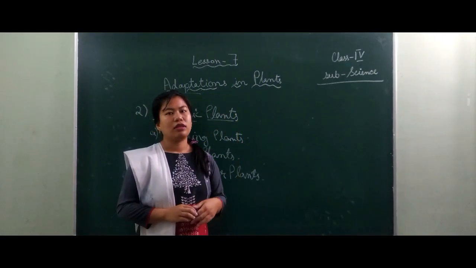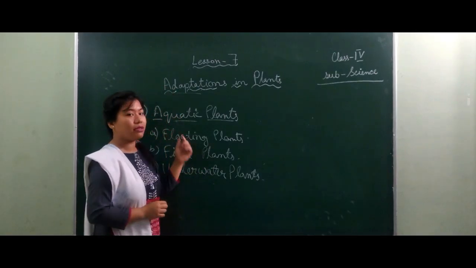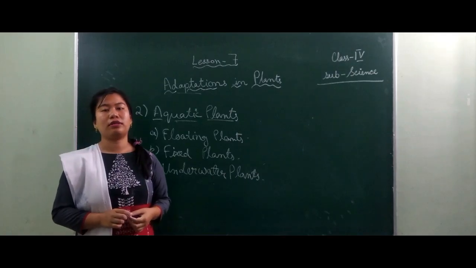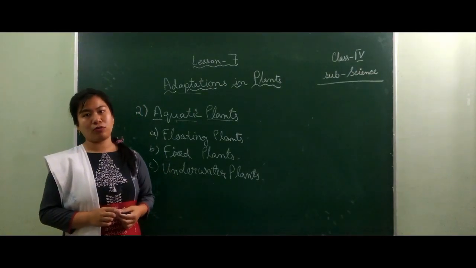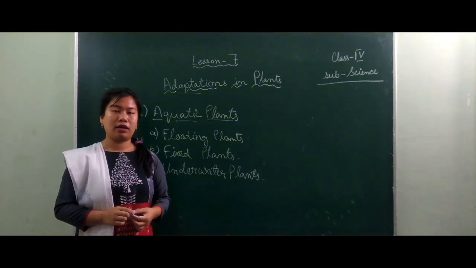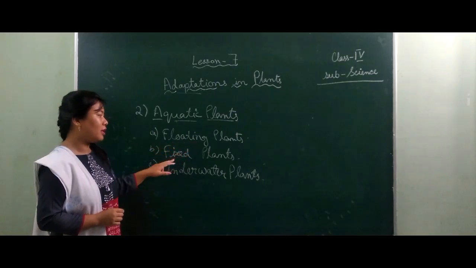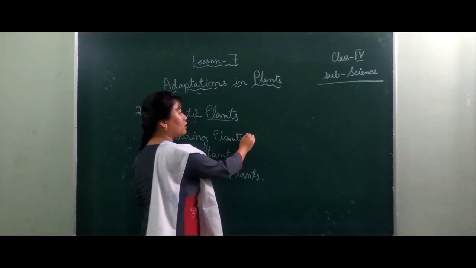So now, that was all about the terrestrial plants, and now let us move on to the next topic, that is aquatic plants. The plants that grow in water are called aquatic plants. Aquatic means water. Under the aquatic plants, there are three different types: floating plants, fixed plants, and underwater plants.